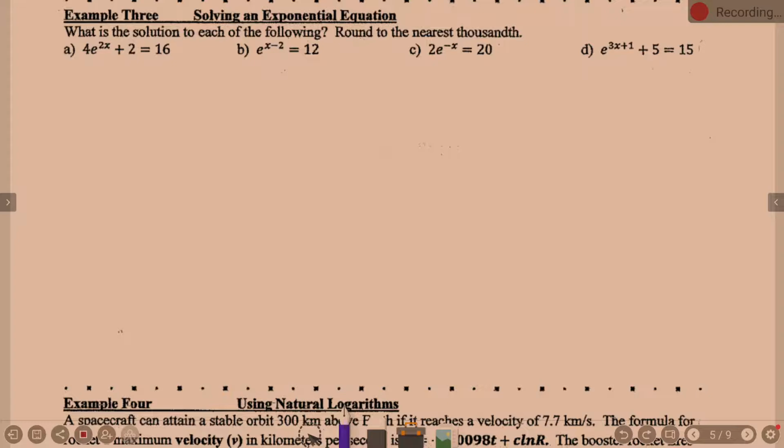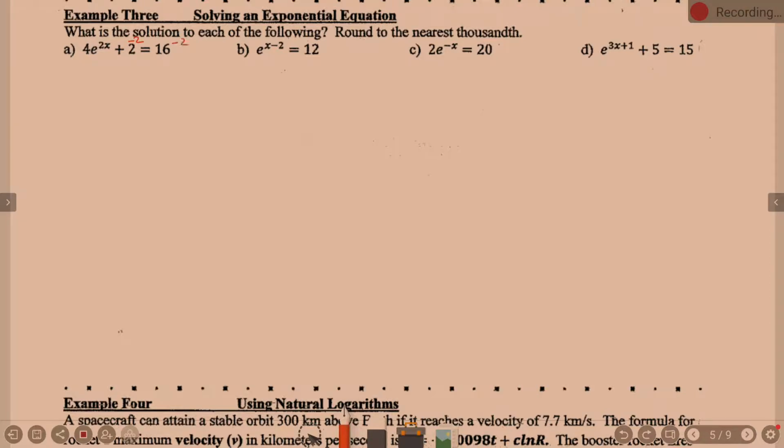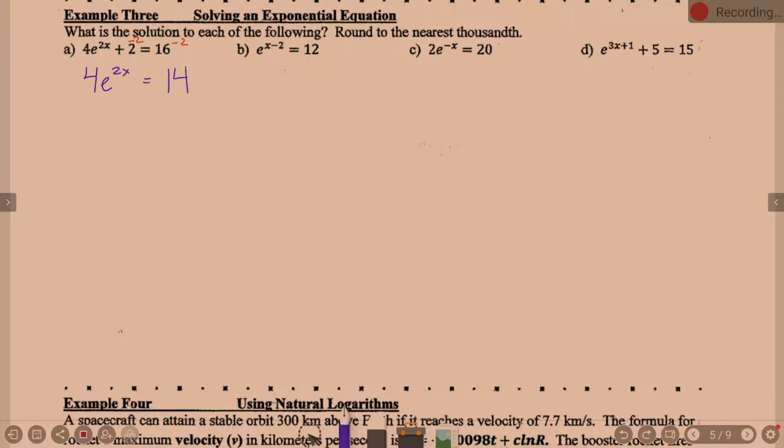Now, before we do this, your first step here needs to be, let's get the power by itself. So how do I get this e to the 2x term by itself? Hold the divide by thought for a moment. Do something else first. Minus 2. Subtract the 2 over. In other words, I'm trying to get e to the 2x by itself. So let's subtract the 2 over. So then I have 4e to the 2x equals 14.